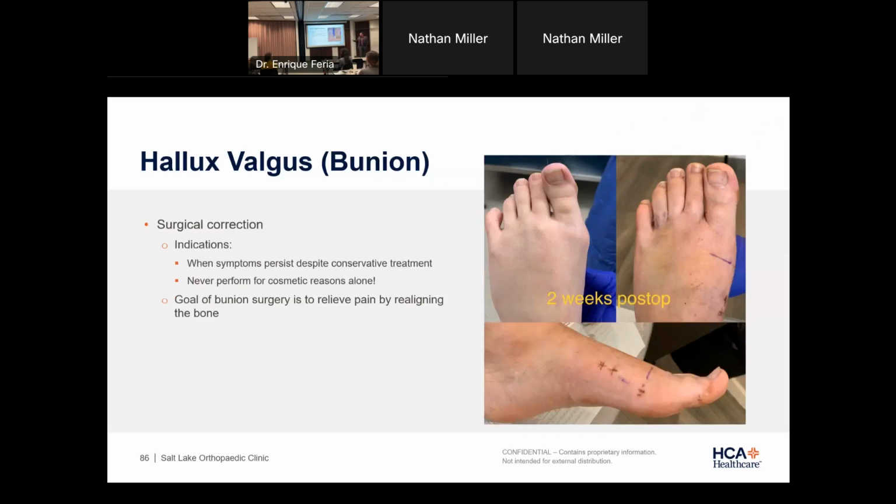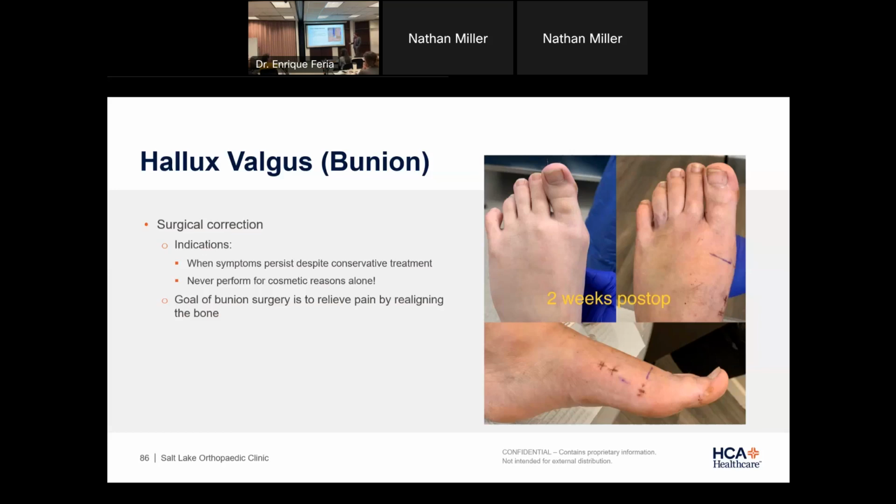Eventually, though, if these non-surgical treatments don't work and you're still having pain, or let's say you really get to the point where the bunion is so severe that you literally can't find any shoes that fit you anymore, then at that point, it's not unreasonable to consider surgery. One thing I will say is you never want to have surgery purely for cosmetic reasons. Those people just won't be happy. It's not surgery that's easy to recover from, and if you're just having it purely for cosmetic reasons, you're not going to be a happy camper in the long run.